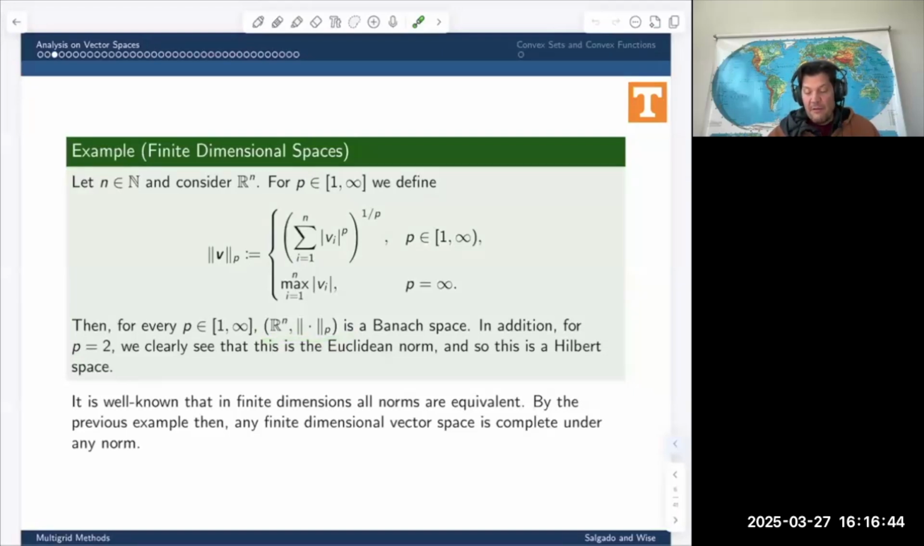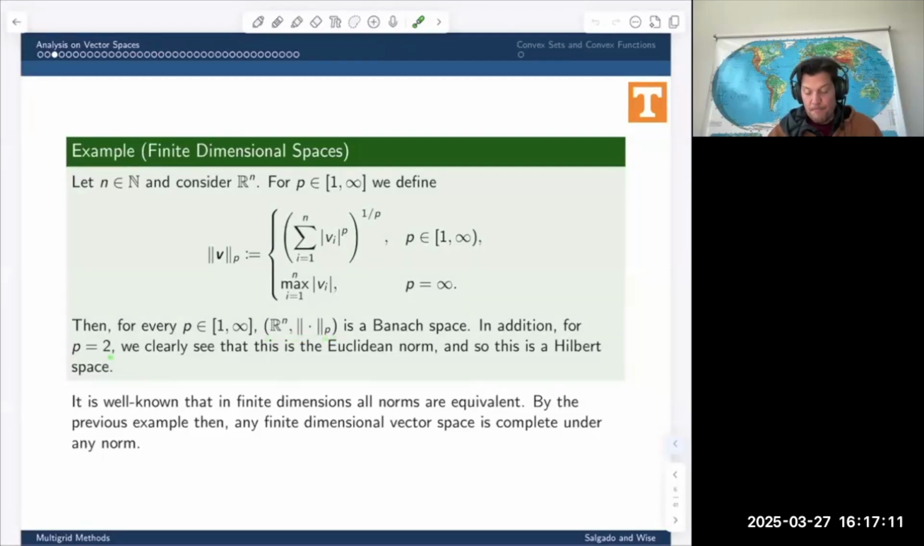In addition, whenever p is equal to 2, this norm is generated by an inner product. It becomes the Euclidean norm in this case. And in this case, this space, this Rn equipped with this norm, becomes what's called a Hilbert space. Okay, so a Banach space for every p, and a Hilbert space whenever p is equal to 2.